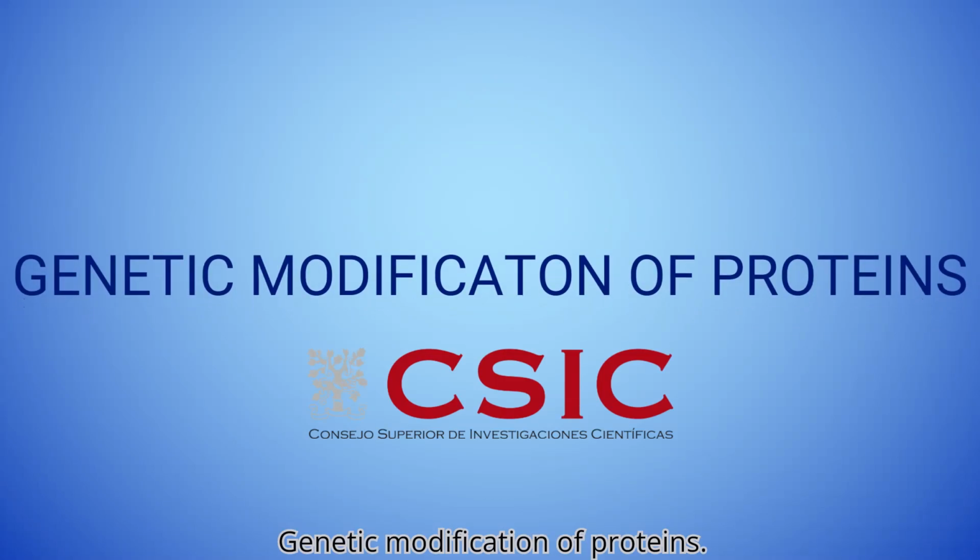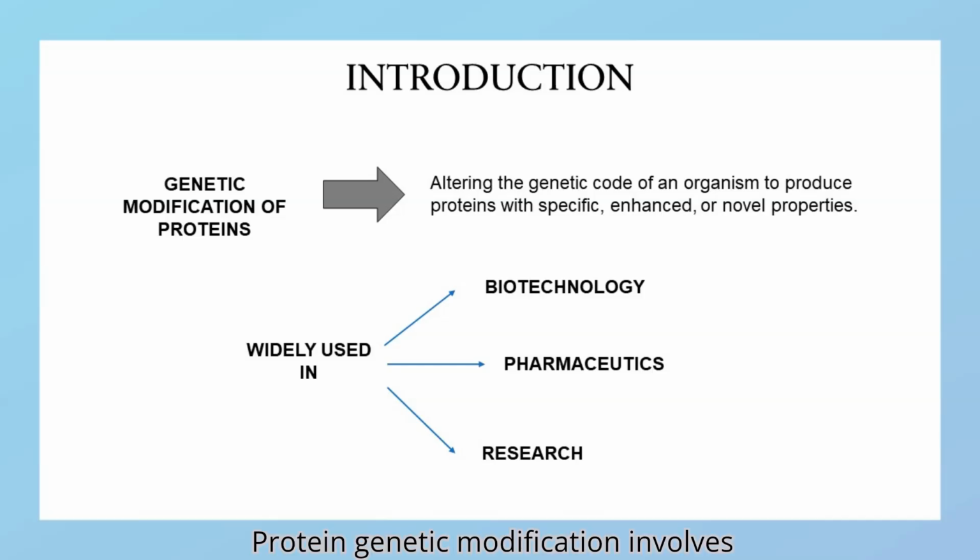Genetic modification of proteins. Protein genetic modification involves altering the genetic code of an organism to produce proteins with specific, enhanced, or novel properties. This process is crucial in various fields, including biotechnology, pharmaceuticals, and research. Here's a general overview of the key steps involved.